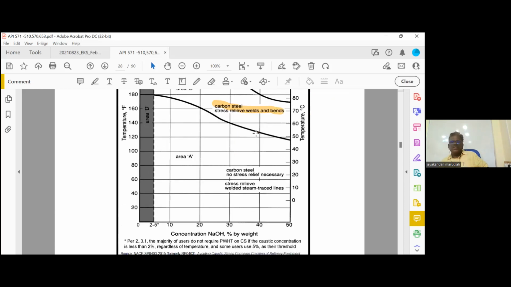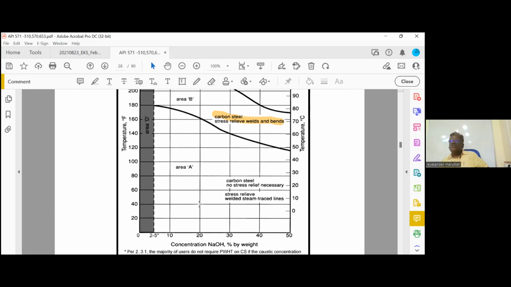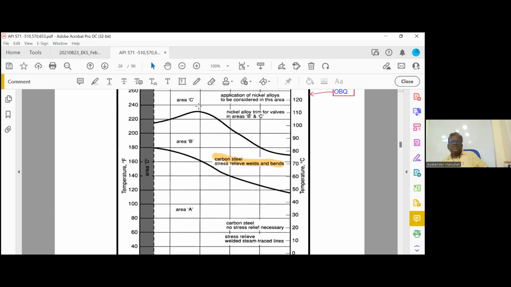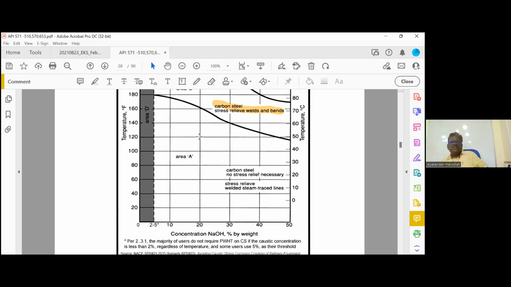How would the exam question come? If they ask, for caustic concentration 20%, temperature 180, which of the following materials should be used? Just match 20 with 180. It is coming in area B, carbon steel with PWHT. Suppose the temperature is 240, we have to go for nickel based alloys. Suppose the temperature is 120, then carbon steel without PWHT. So check which area the temperature and the caustic concentration fall in.